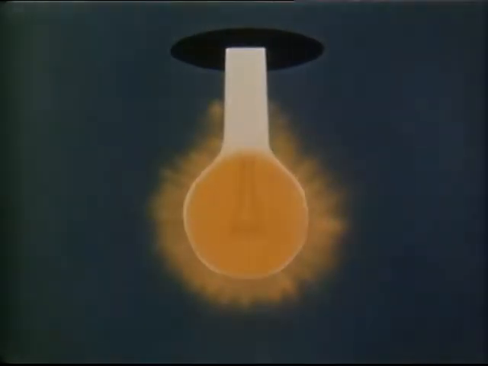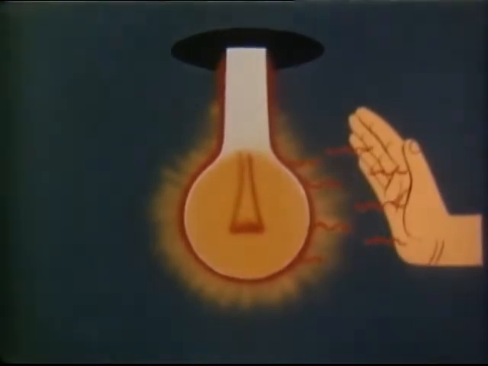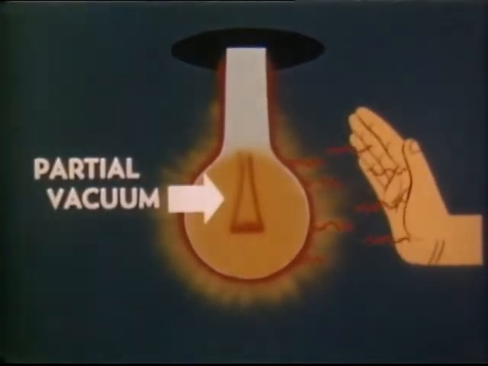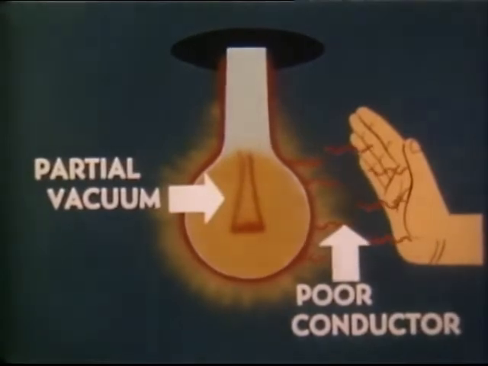When a light bulb's filament is heated by electric current, we see a certain amount of the filament's radiation as light. However, other radiation from the bulb is felt as heat, despite the fact that the bulb is largely evacuated. That could be caused only by radiation, since a partial vacuum and a layer of poor conducting air intervene.